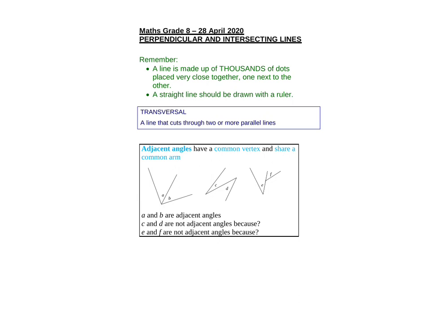A transversal, specifically, is a word you have to know before we move along to tomorrow's work. A transversal is a line that cuts through two or more parallel lines. Okay, so we'll talk more about that tomorrow.